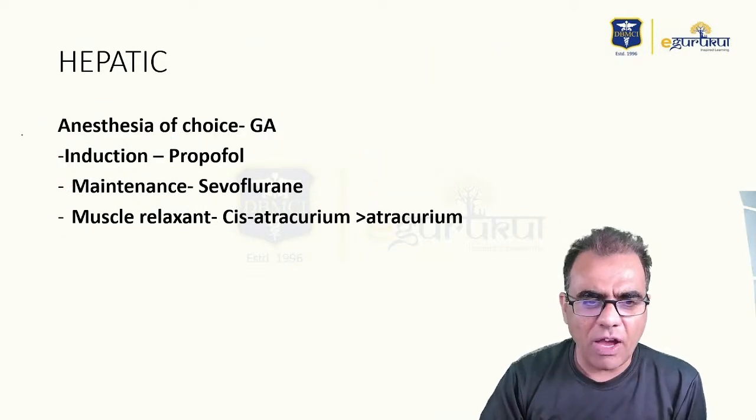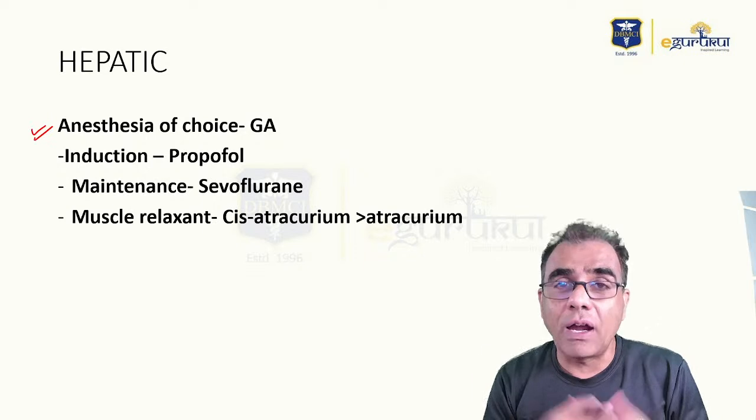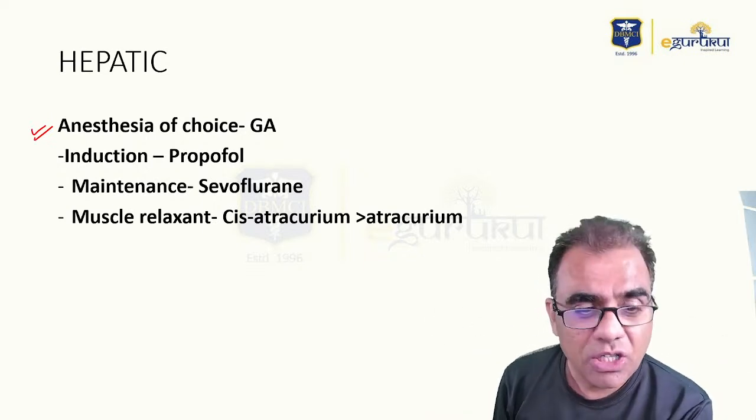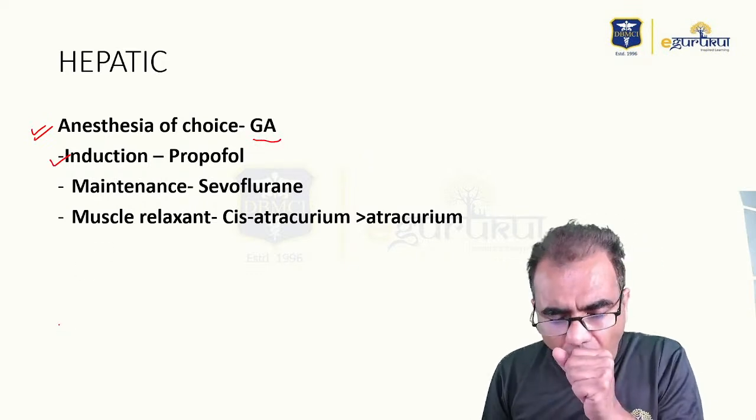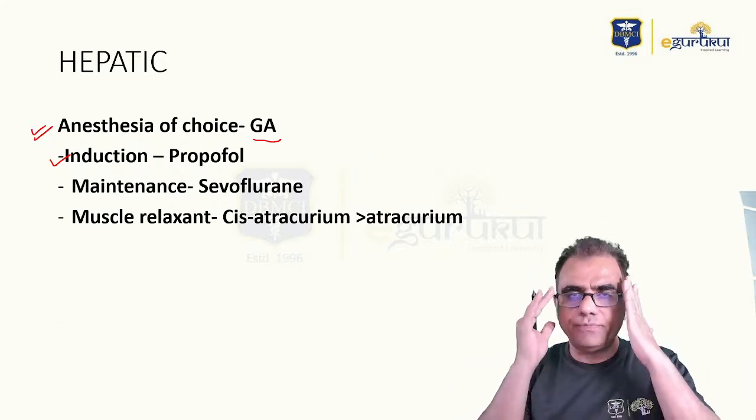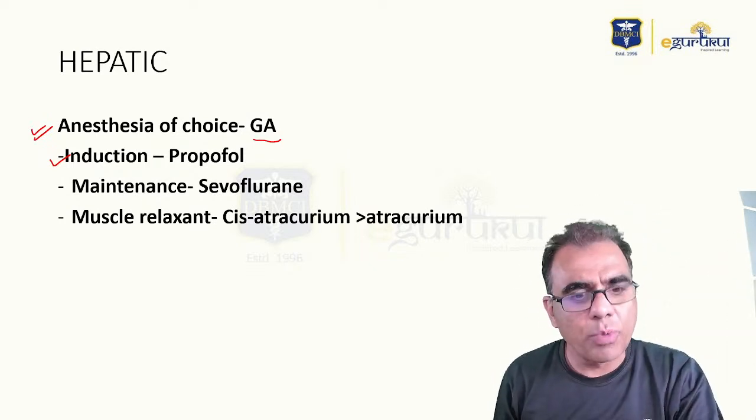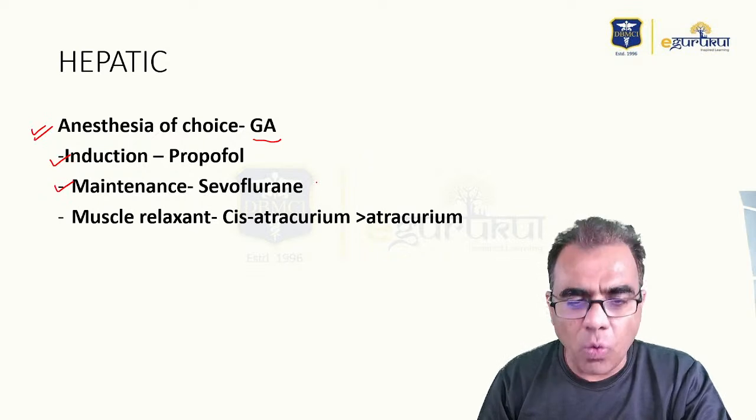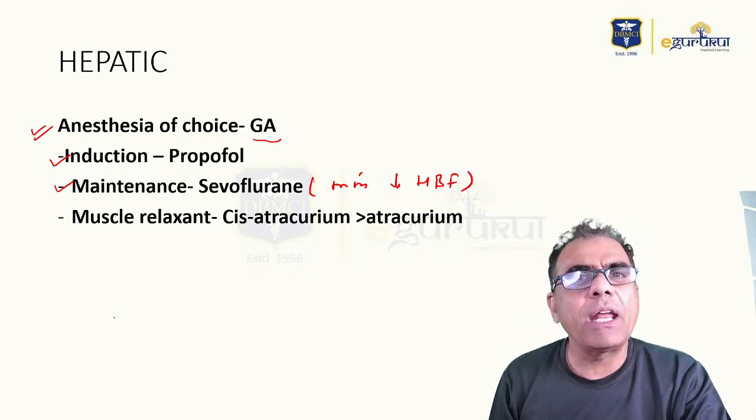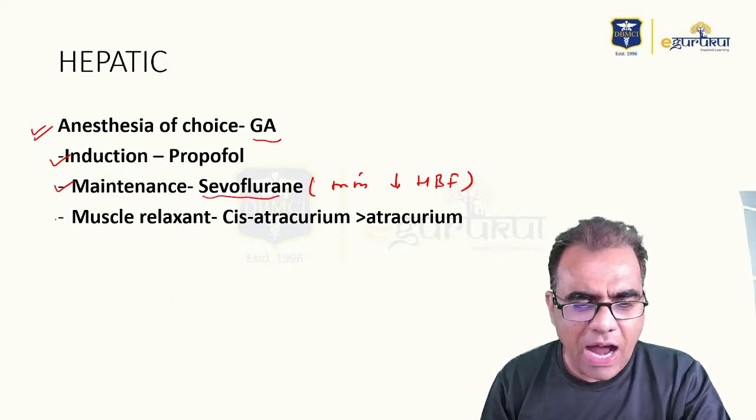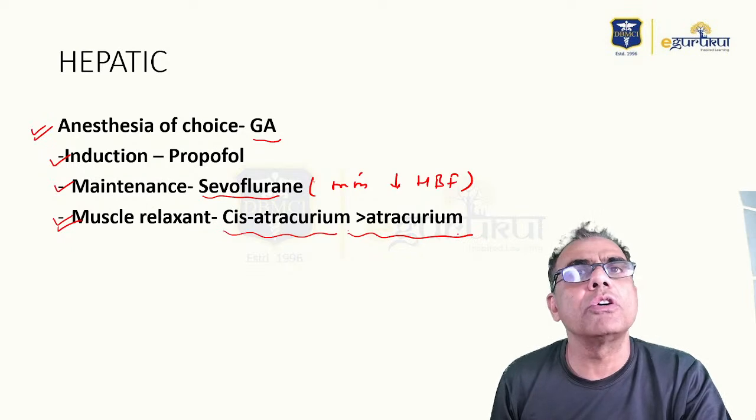Hepatic patients: we have to avoid regional, because a hepatic patient may be suffering from coagulopathy, and coagulopathy is a contraindication for regional anesthesia. So the anesthesia of choice is GA. During GA, induction is propofol. Why? Because of its short half-life, and for hepatic and renal patients, we always prefer drugs with a short half-life. Maintenance: sevoflurane, because it minimally decreases hepatic blood flow. And the muscle relaxant for hepatic patients, I told you, is cisatracurium. And if cisatracurium is not available, then atracurium, because of Hofmann degradation.